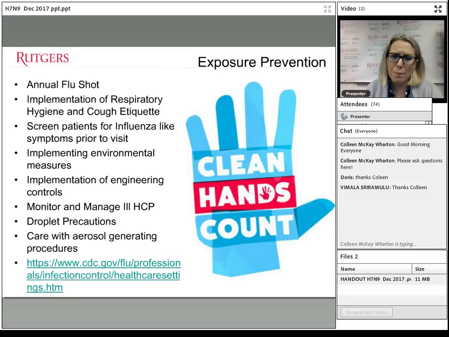Also in healthcare, the CDC website has a lot of information about implementing environmental measures, different cleaning processes, although flu viruses are very susceptible to all disinfectants and are very easily killed. But also using engineering controls and separations, negative pressure rooms, if you know somebody has an infection with these viruses. And again, monitoring and managing any ill healthcare worker. Typically, standard flu is droplet precautions, and also, if possible, avoid any aerosol generating procedures unless you cannot avoid them and they're really necessary for that patient.